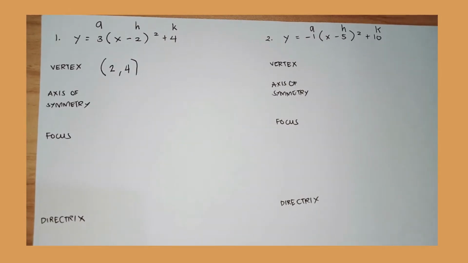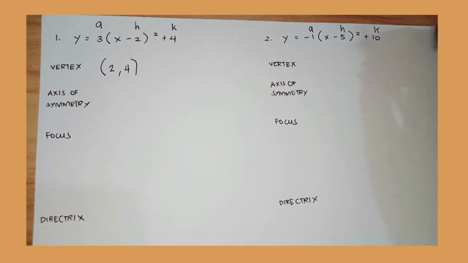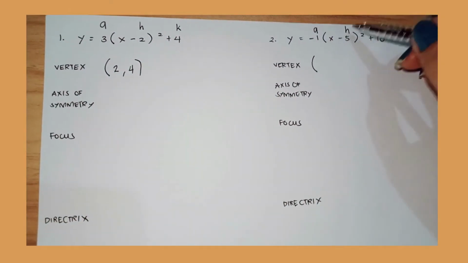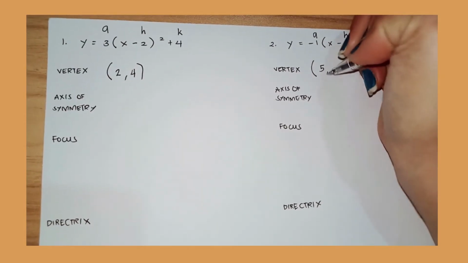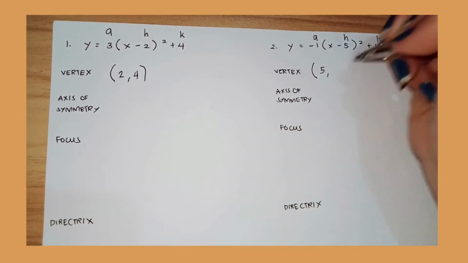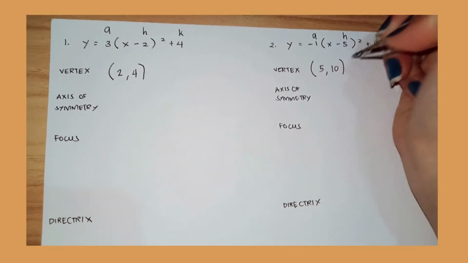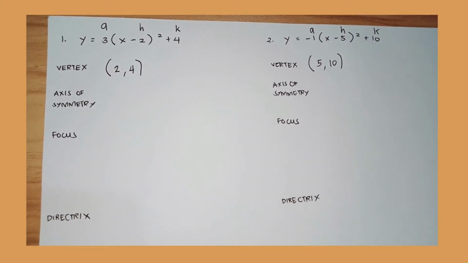Now example number 2, the vertex will be h, papalitan ng sign, from negative magiging positive 5. And then yung k natin is 10, kokopyahin lang. So, that would be the vertex.